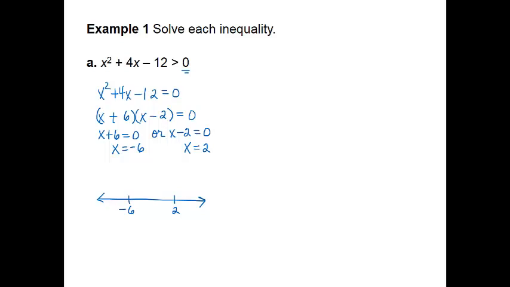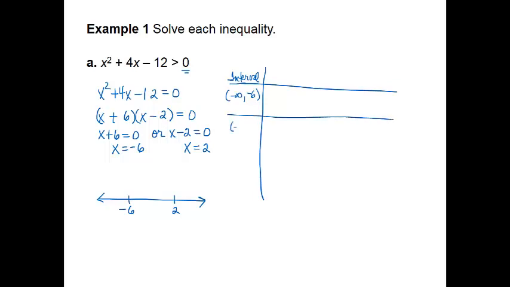So we need to test from negative infinity to negative 6, between negative 6 and 2, and then from 2 to infinity. And again, if you want to call those regions A, B, and C, you can certainly do that. So we need a test point from each of those intervals.